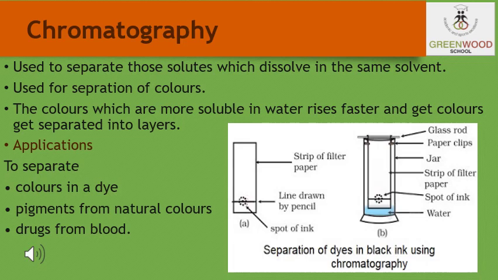So students, the ink that we use has water as the solvent and the dye is soluble in it. As the water rises on the filter paper, it takes along with it the dye particles. Usually, a dye is a mixture of two or more colors. The colored components that are more soluble in water rise faster, and in this way the colors get separated.